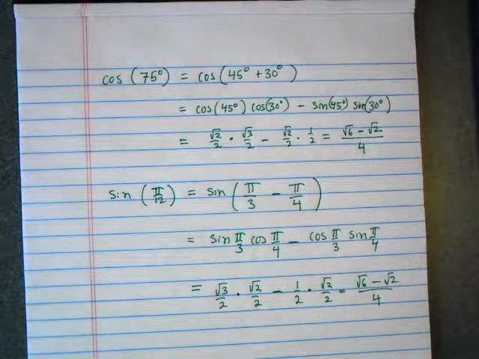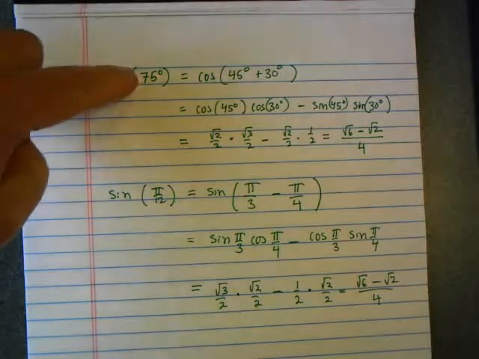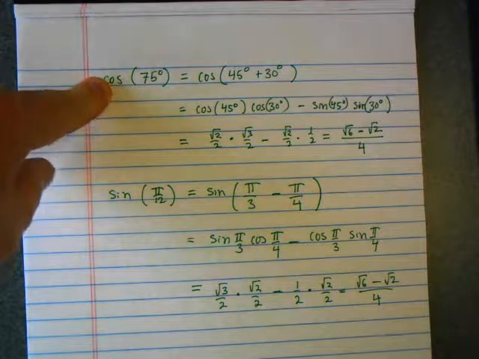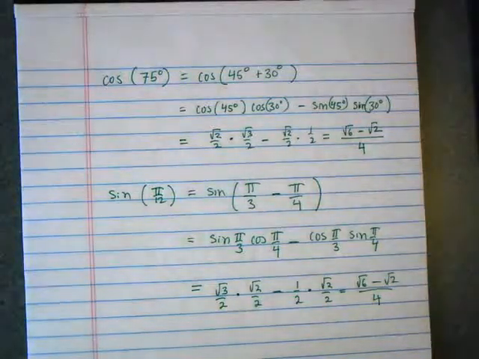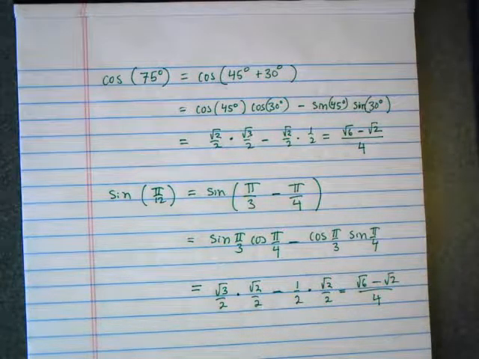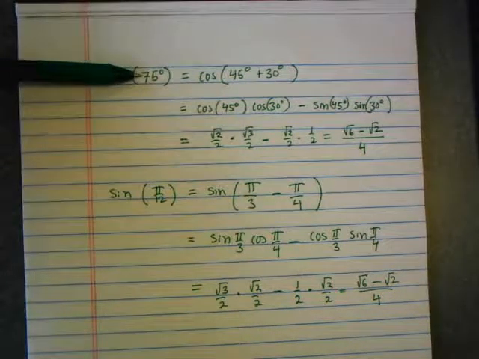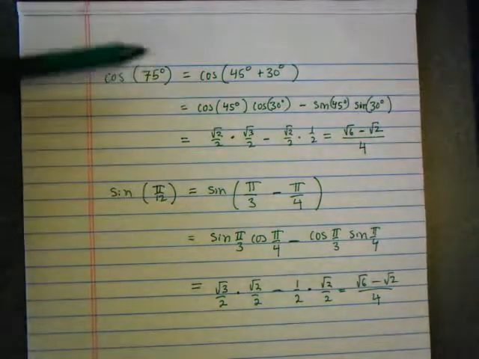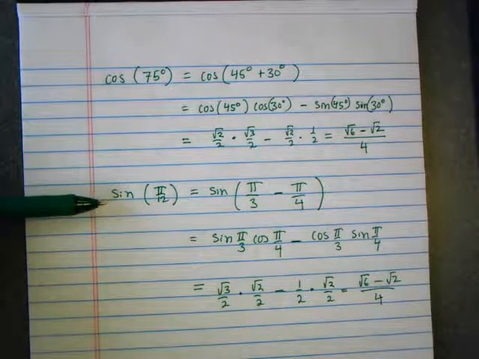It looks very familiar. In fact, it looked exactly the same as what we got before. Will they always be the same answer? No. Why did these two happen to turn out to be exactly the same? Because 75 degrees and pi over 12 happen to be complementary angles, and the cosine of one angle and the sine of the complementary angle happen to be the same.